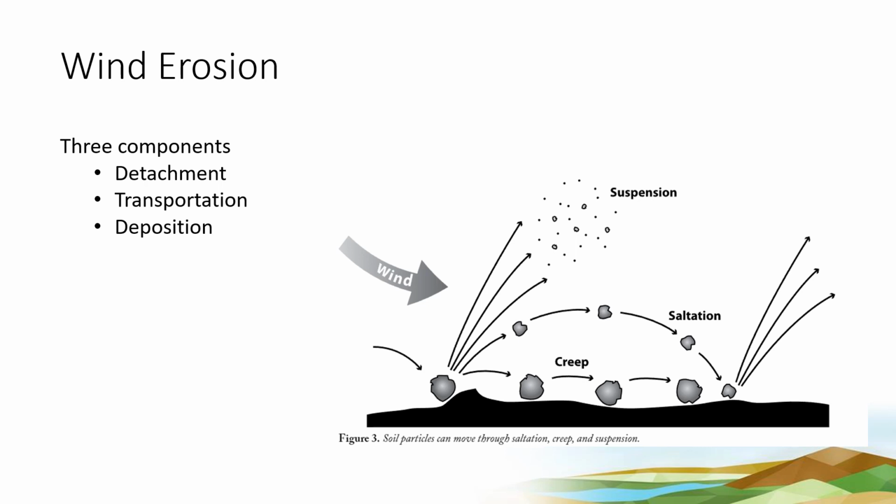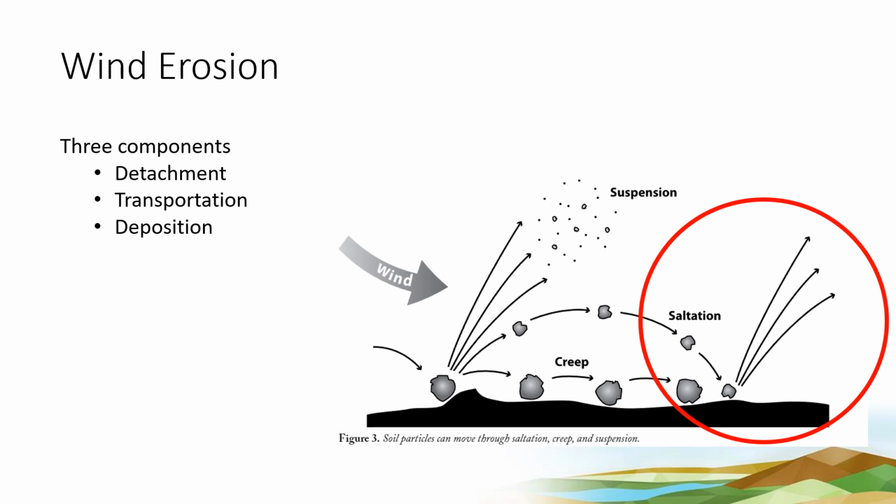Wind moves sediment particles via creep, saltation, and suspension. Stronger winds can move larger particles via this creep mechanism. The force of the wind pushes the particles, rolling them along the landscape, sort of like a ball.